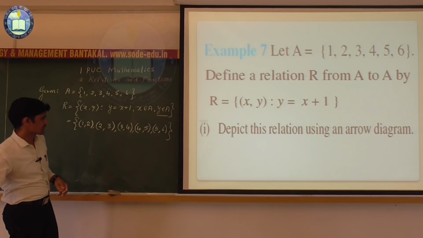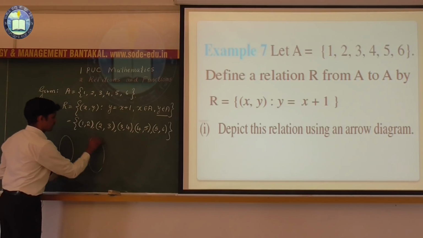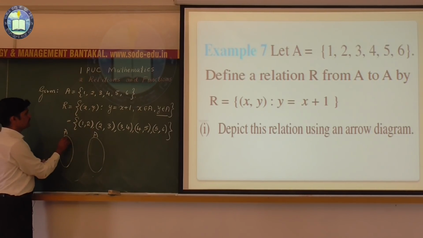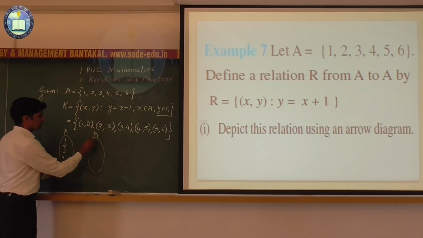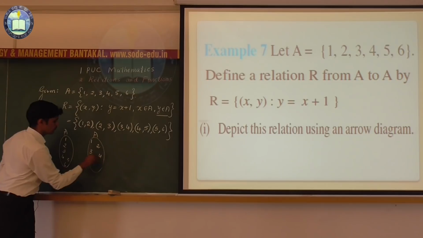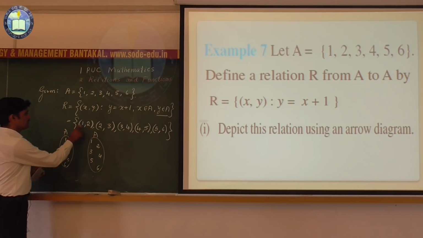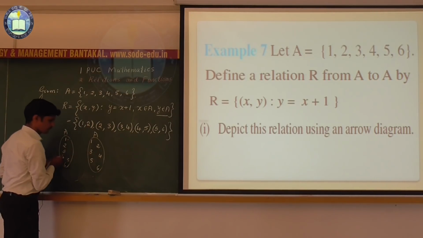Okay, elements are listed. If you write the arrow diagram for this, this is set A, this is also set A. Relation is from A to A, where elements of A are 1, 2, 3, 4, 5, 6. And here in set A we have the same set of elements 1, 2, 3, 4, 5, 6. Now 1 is related to 2.